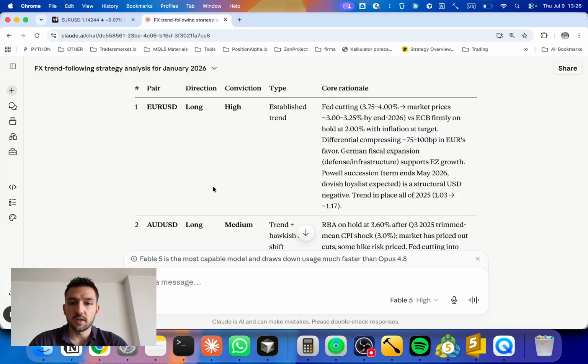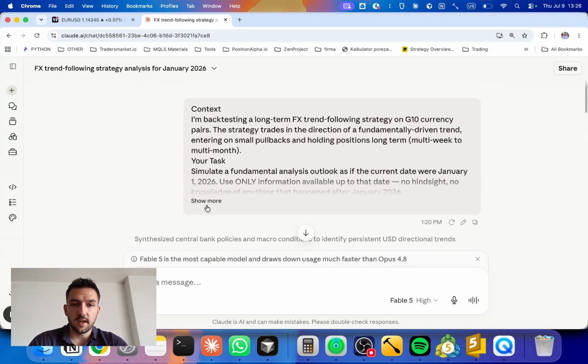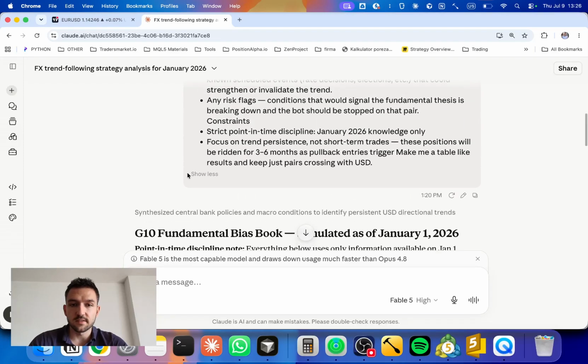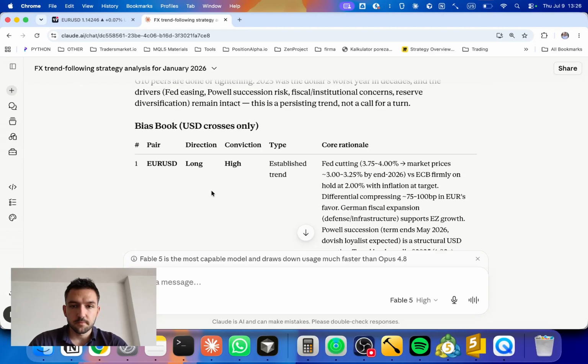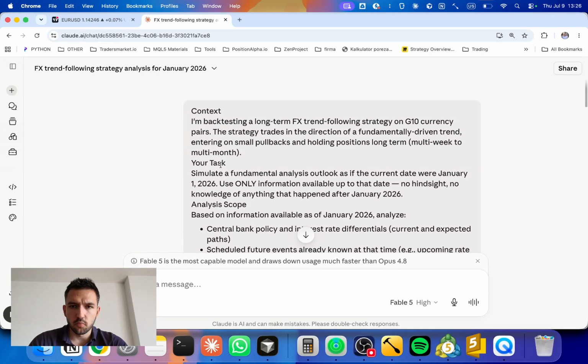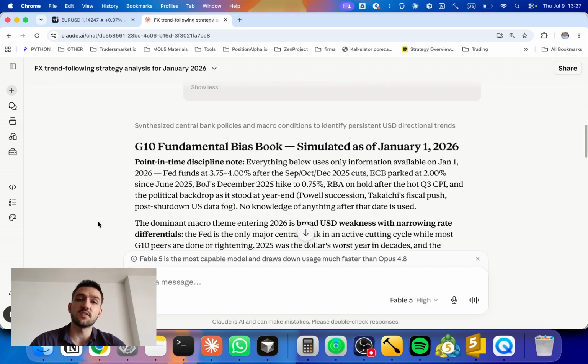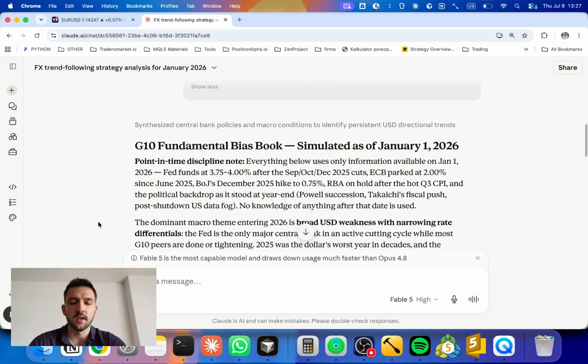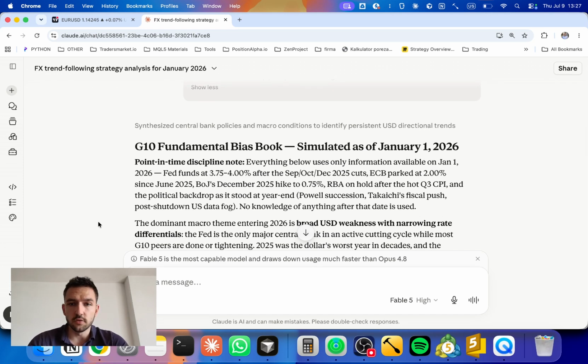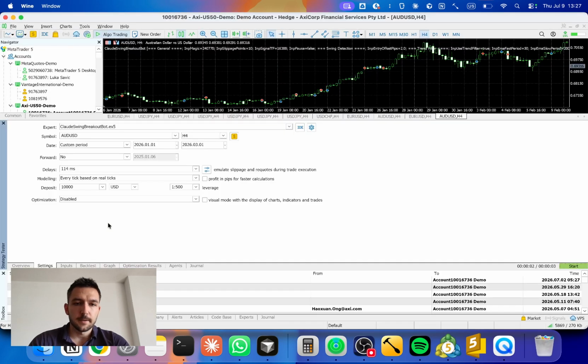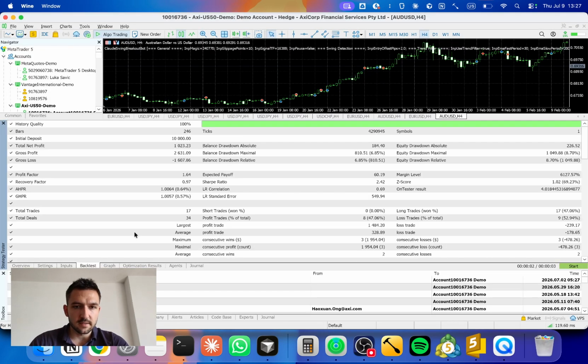Let's start. By the way, at the end of the prompt, I'm not sure where exactly, it says, "make me a table like results and keep just pairs crossing with US dollar." So it is going to filter just the US dollar pairs, because this is literally what I use when I trade. So let's see the backtest.